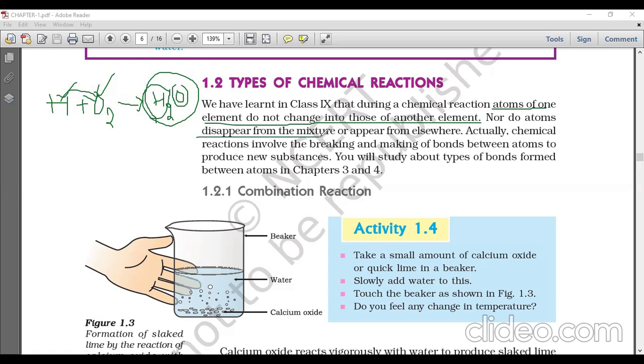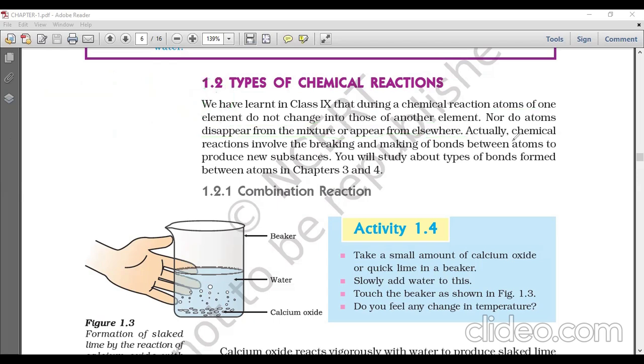Nor do atoms disappear from the mixture or appear from elsewhere. Hydrogen and oxygen are both gases, and after the reaction we get a liquid. Though we have a liquid, the atoms do not change. The hydrogen atom is present and the oxygen atom is present. It is not balanced yet, so if you balance it, you will understand.